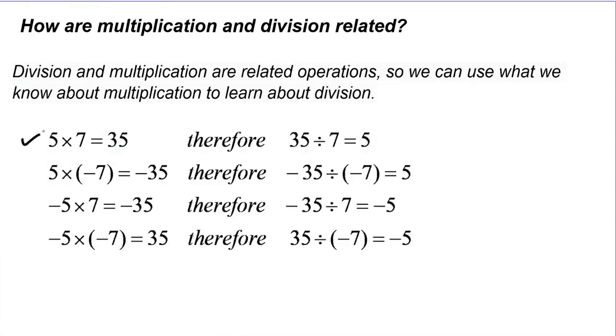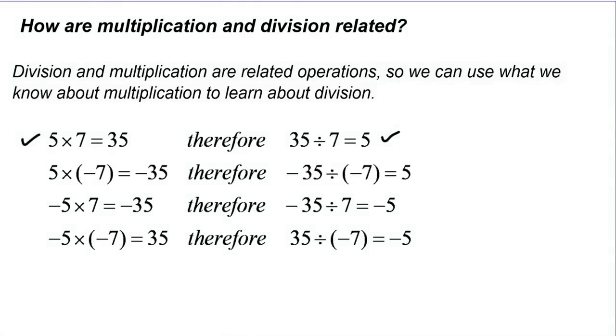So first, we know that 5 times 7 is 35. So the related fact family equation would be 35 divided by 7 equals 5. We know that these two things are related and they're true. Since 5 times 7 is 35, that means that 35 divided by 7 is 5. So we know that those two operations are related in such a way, and those are facts.